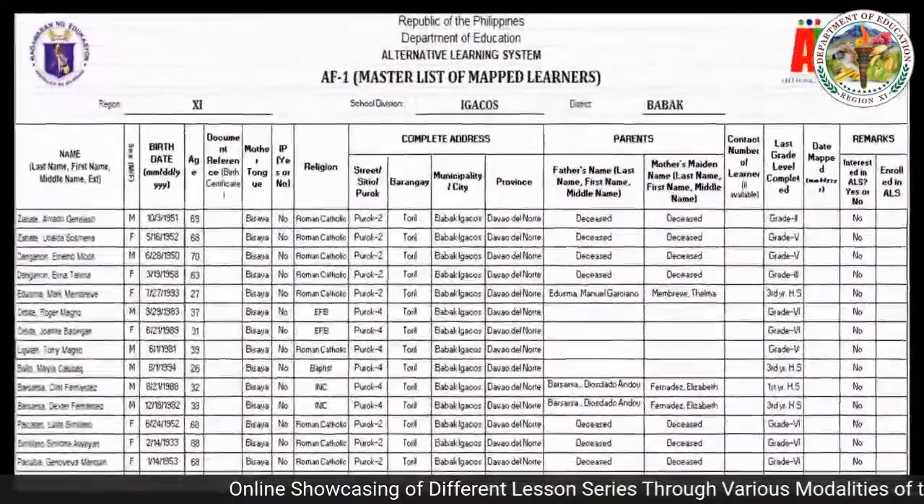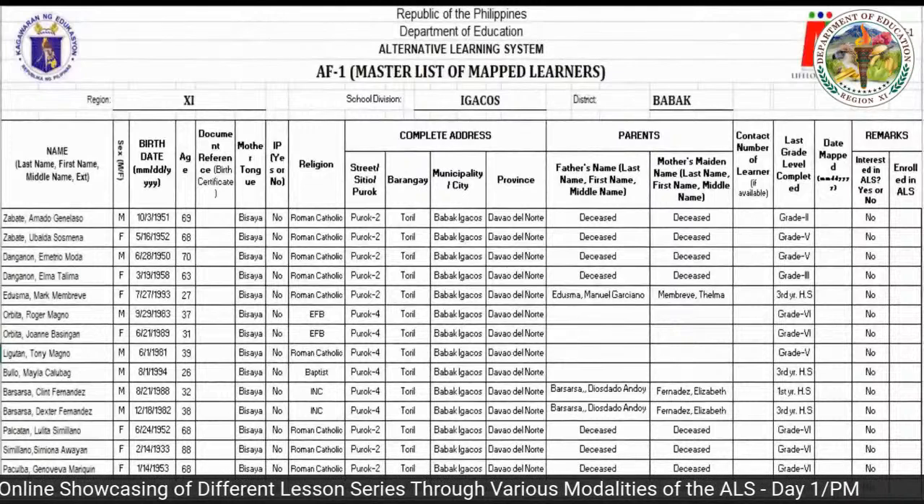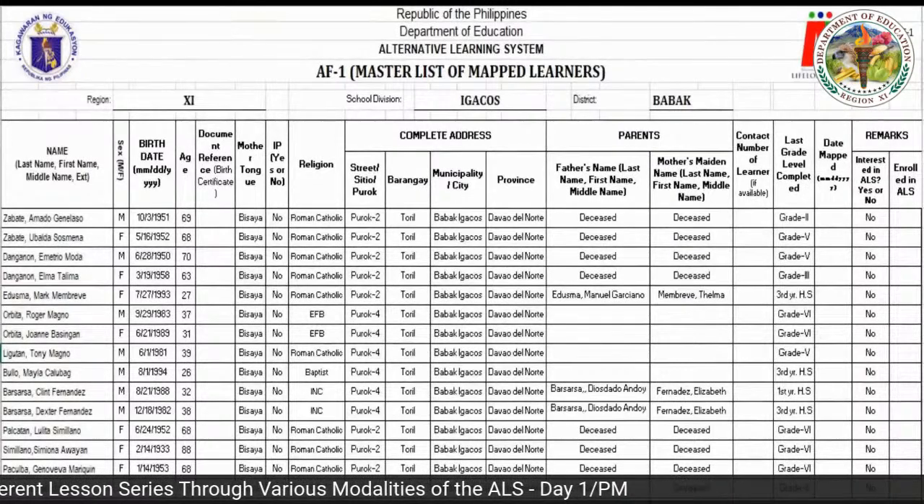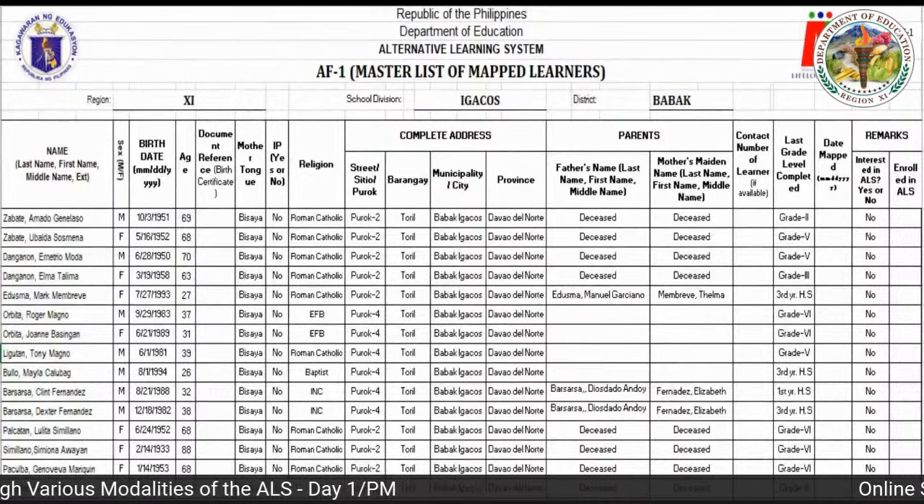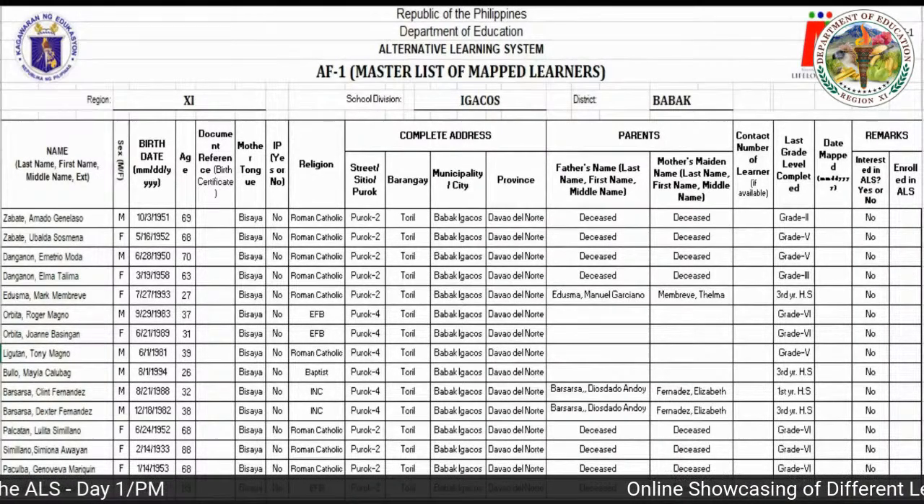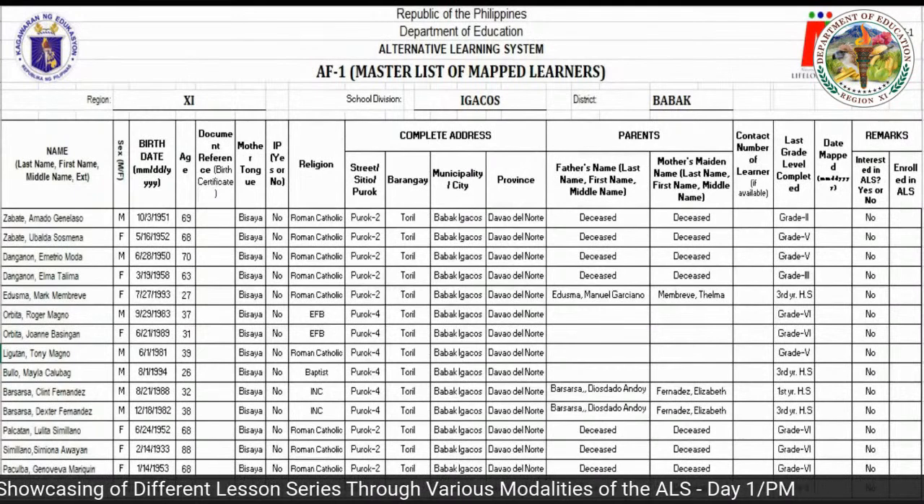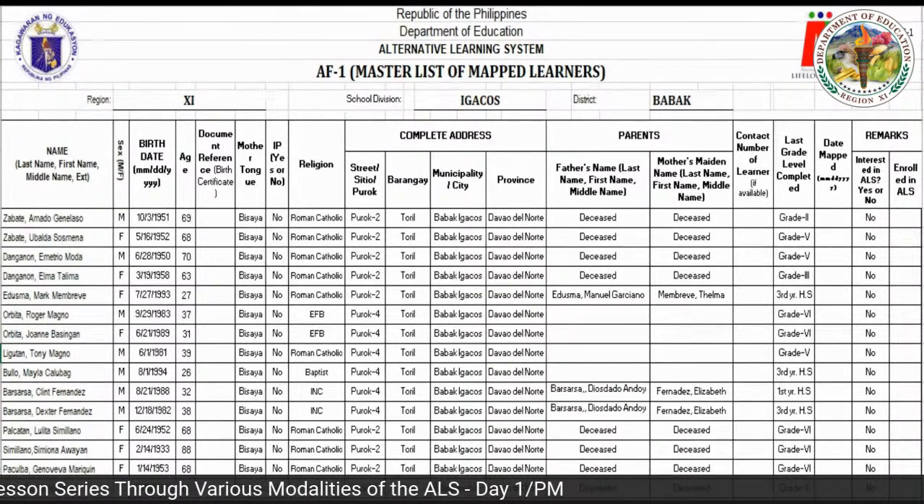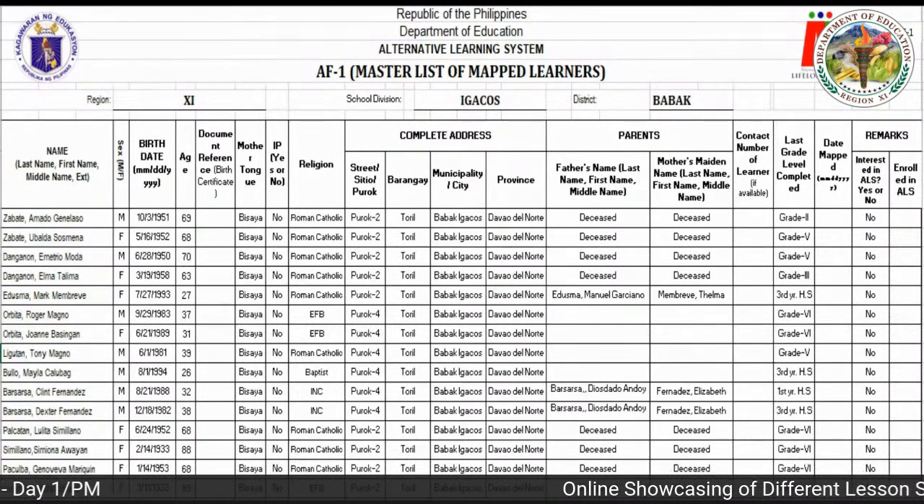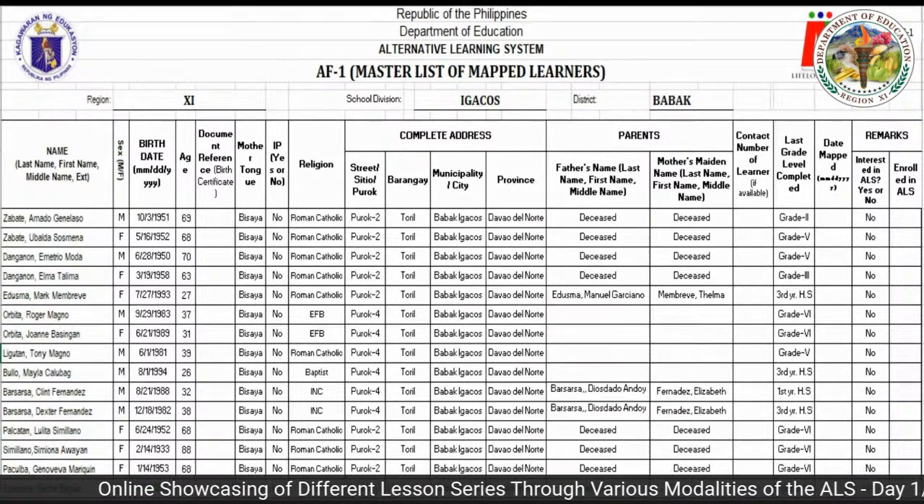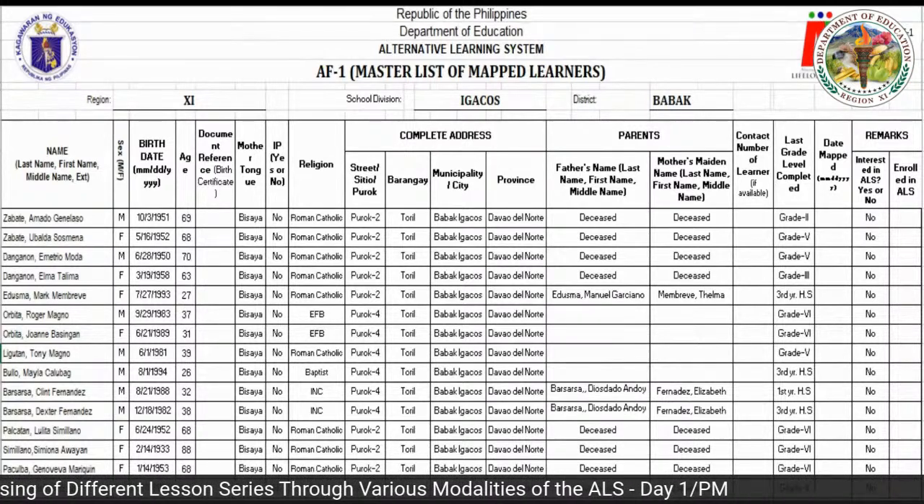ALS Form 1, Master List of Mapped Learners. This form is used for literacy mapping. It will serve as a directory of identified potential learners within the scope of the barangay. This form also contains important personal information such as address to locate the learner, contact number to reach the learner, and grade level to specify which program they belong to. The form will be filled in with the help of the barangay officials and health workers.